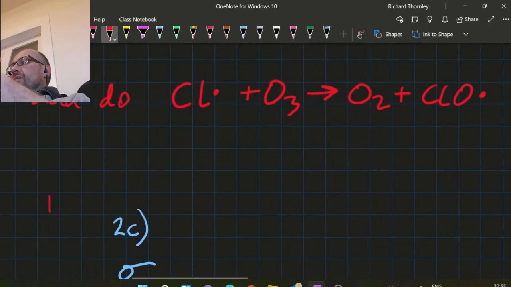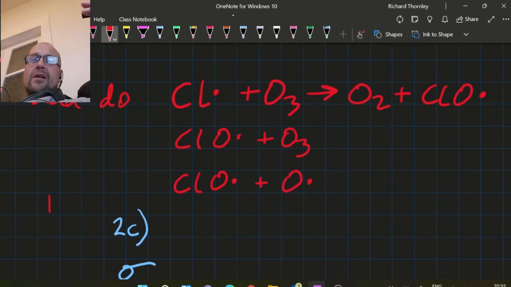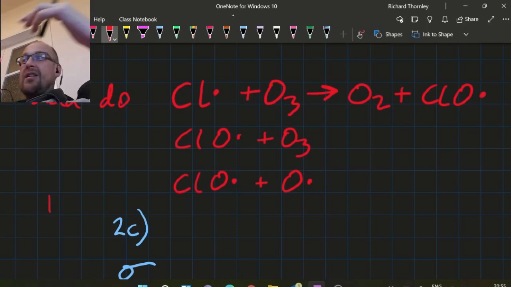And then what else could you do? Well, let's take the most reactive product there, ClO dot, and then react it with something else. Well, I could react it with more ozone, or you know what? I could even react it with some O dot. Where the heck did that O dot come from? Well, the O dot comes from the equation that you don't need to write down here. UV breaks into O2 and O dot. That's how it protects you from the sun's rays. The UV breaks the ozone instead of breaking you.